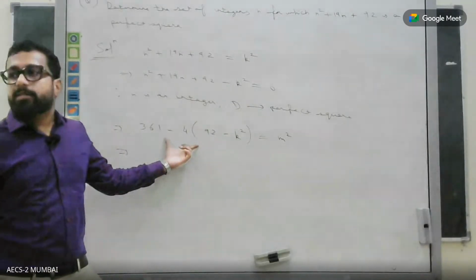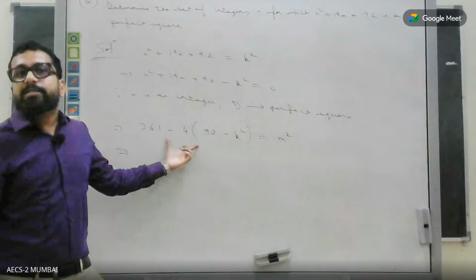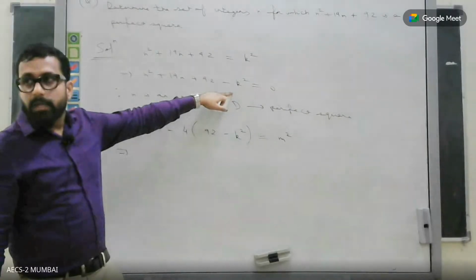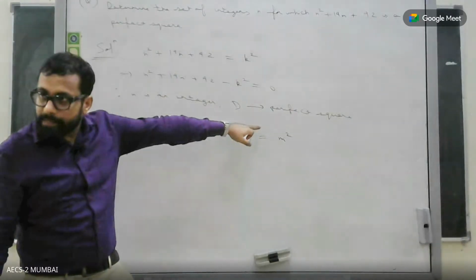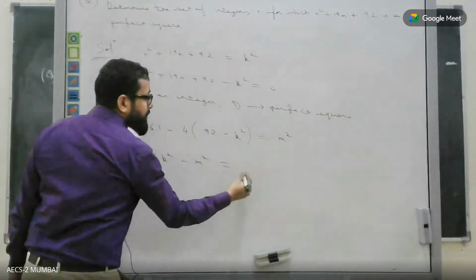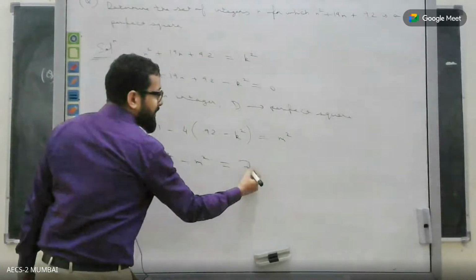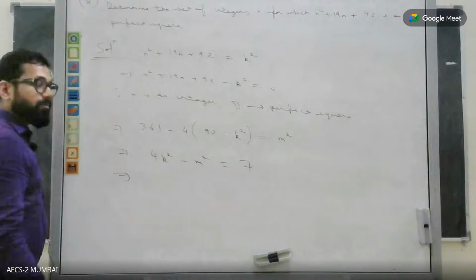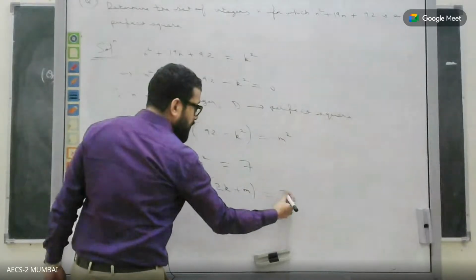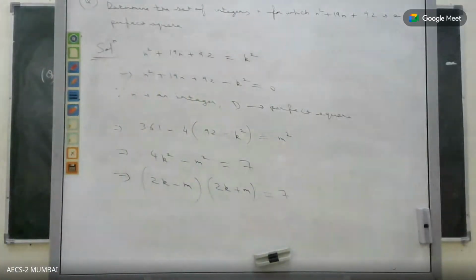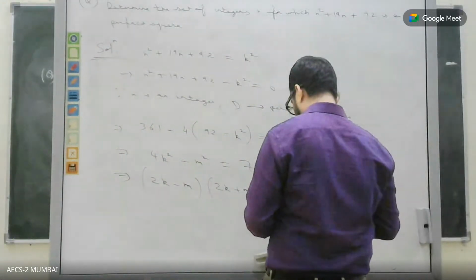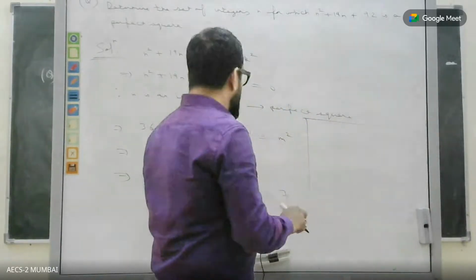Discriminant must be a perfect square. Perfect square as in it should be perfect square of an integer only, no? Right? Since k is also an integer, m should also be an integer, correct? Yes. यहाँ से क्या मिलेगा मुझे? 4k square minus m square is how much? 7 होगा? Yes. Okay. ठीक है?